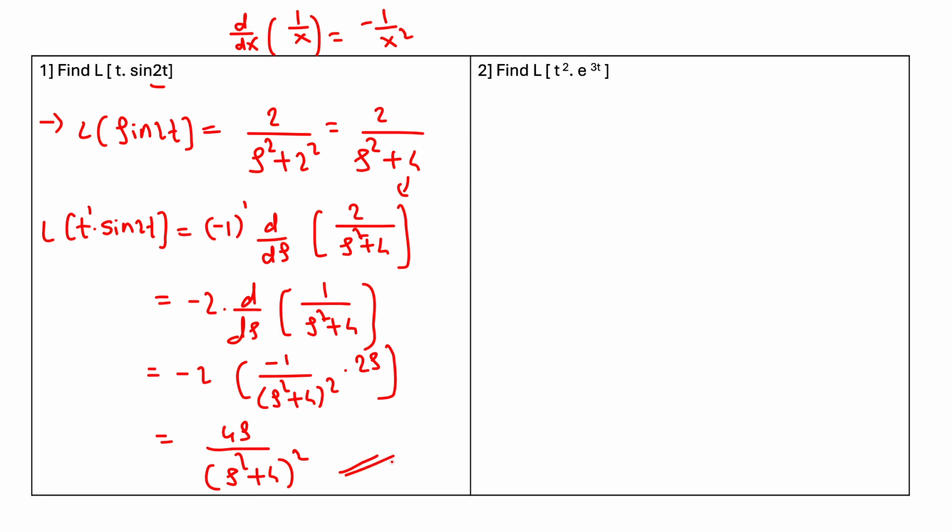So in this way you can solve any problem of the multiplication by t property. If your topic is not clear, then let's solve one more question. Again the same, the first step should be to find the Laplace of the last term. In any property, always remember you have to start from the last term. So initially find the Laplace of e raised to 3t, that is 1 over s minus 3. If e raised to 3t is there, you put 1 upon s minus 3. If e raised to minus 3t is there, you put 1 over s plus 3.